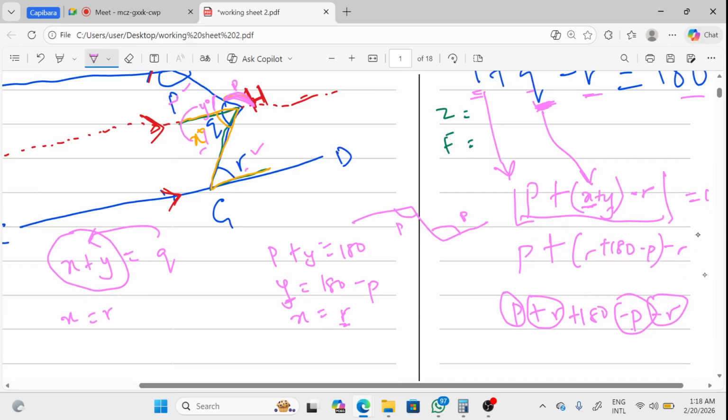They want me to prove that it's equal to 180. So I got the value of X to be R, and I got the value of Y to be 180 minus P. Then minus R, I continue by writing minus R. When I simplify this, P cancels: 180 minus P plus P, plus R cancels minus R. Then I have 180 degrees.